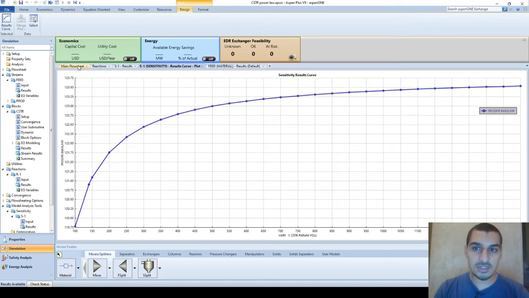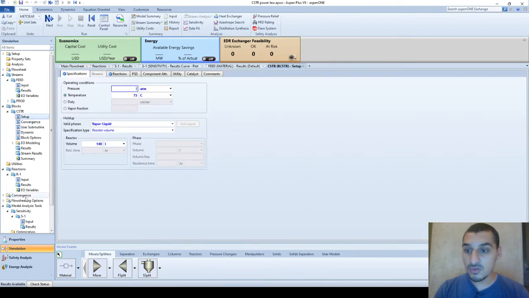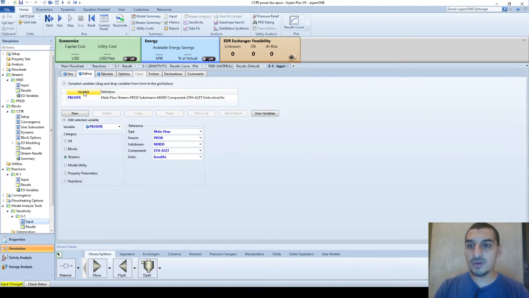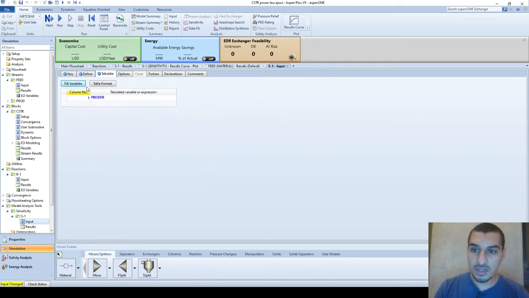So to demonstrate what I want to do, I'm gonna go back to the CSTR, I'm sorry, to the sensitivity analysis and go to the inputs. What we did in the previous video is that we defined two manipulated variables, which were the volume of the CSTR and the temperature of the reaction. And we can choose which one of them to activate, or we can activate both if we want. And we defined the parameter that we are going to calculate, which is the flow rate of the product species, which was the ethyl acetate. And we tabulated this data.